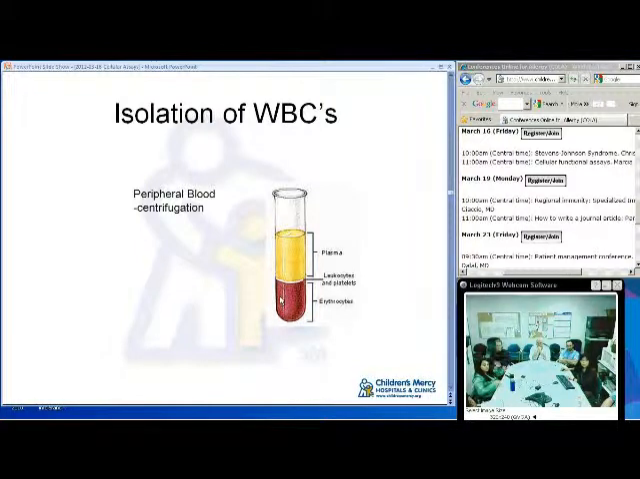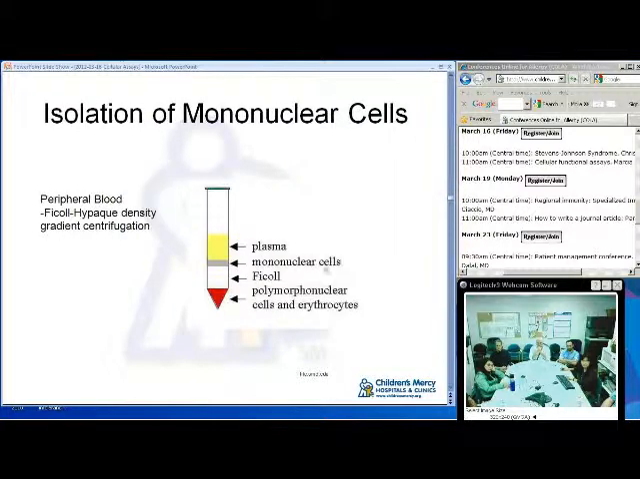And that buffy coat is the white blood cells and platelets, and then you'd have the erythrocytes on the bottom. If you wanted more specific cells than just white blood cells, if you wanted mononuclear cells, then you would do what is referred to as a Ficoll-Hypaque density gradient centrifugation. Okay? And so you again start with peripheral blood, but now you put it on Ficoll, and at the top you would have plasma, and then you'd have this layer, and this would be your mononuclear cell layer. So that would be lymphocytes and monocytes. And then you'd have a Ficoll layer here, and in the bottom here would be the red cells and your polymorphonuclear cells.